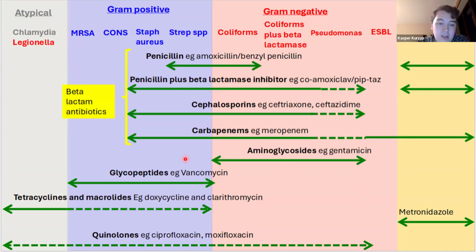Then you have your tetracyclines and macrolides like doxycycline, clarithromycin. They work well for atypicals like Legionella or Chlamydia. They work for a bunch of gram-positives to some extent as well, but they don't really have much activity in gram-negatives. And then you have your ciprofloxacin and moxifloxacin, your quinolones, which you would say are the wonder drug because they cover pretty much everything.